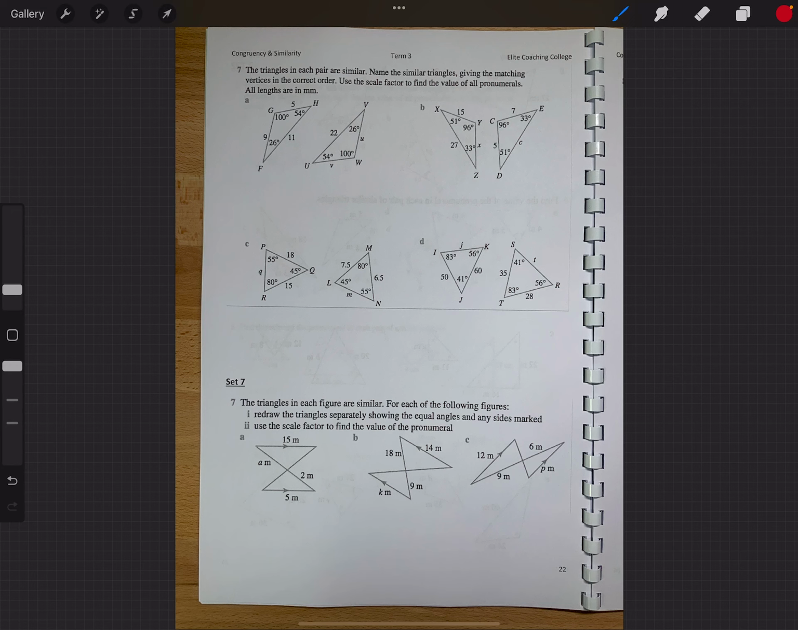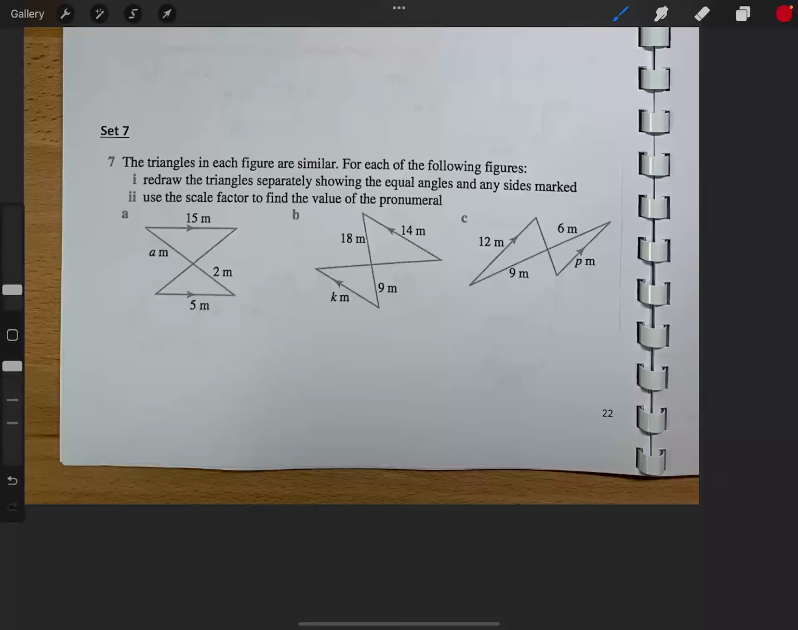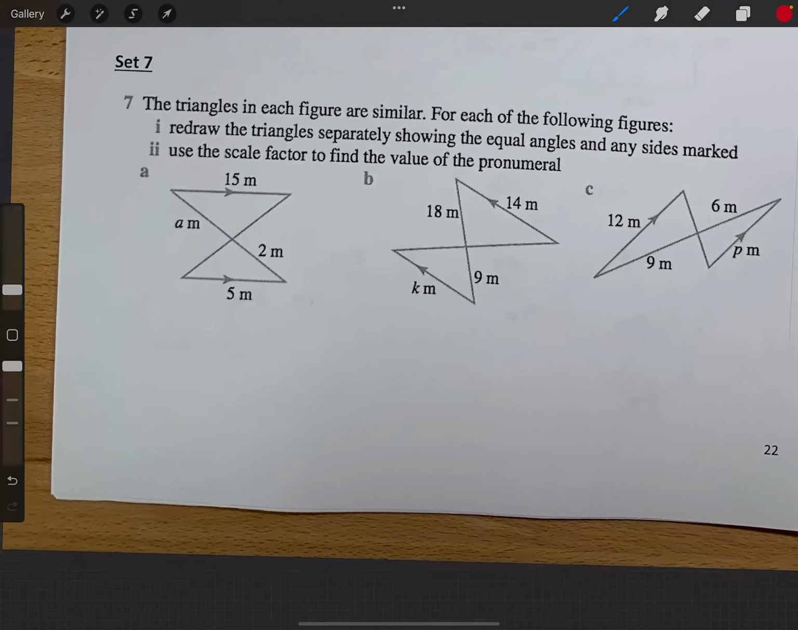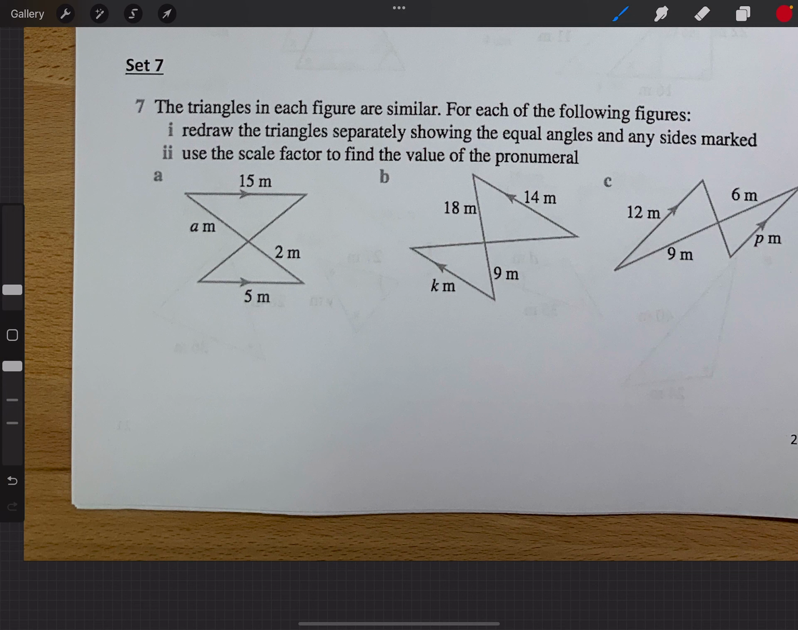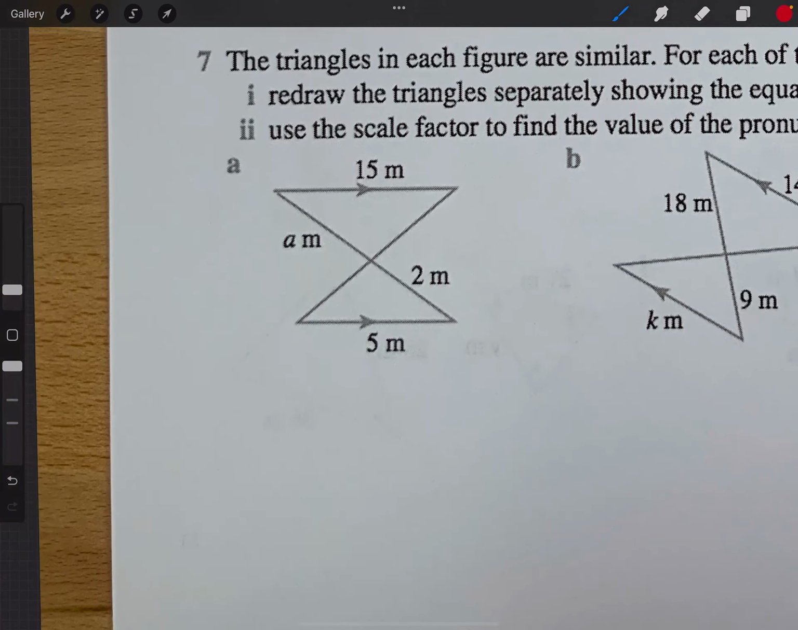Now for homework, we're told to do set 7 on page 22, and set 7 starts with question 7, saying the triangles in each figure are similar. For each of the following figures, part 1 says redraw the triangles separately showing the equal angles and any sides marked. And part 2 says use the scale factor to find the value of the pronumerals. So let's have a look at the first one, 7a.